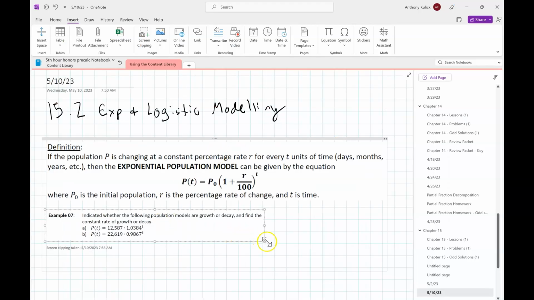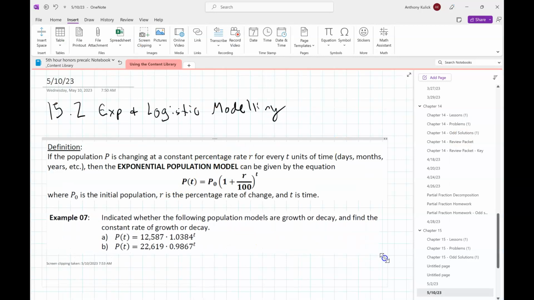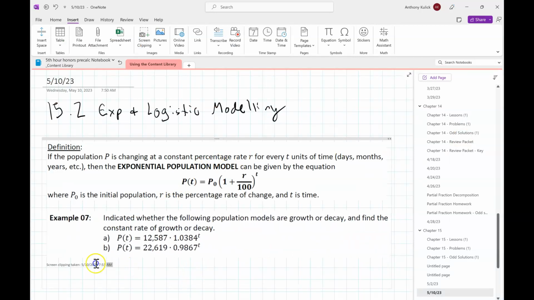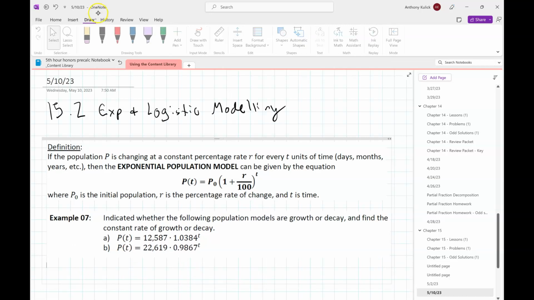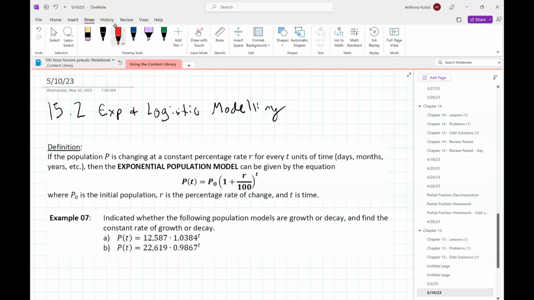So just looking at a quick example here. This first one, P of t equals 12,587 times 1.0384 to the t. Is that growth or decay? Growth, because the b value is bigger than 1. And then it asks, what is the rate of growth or decay?